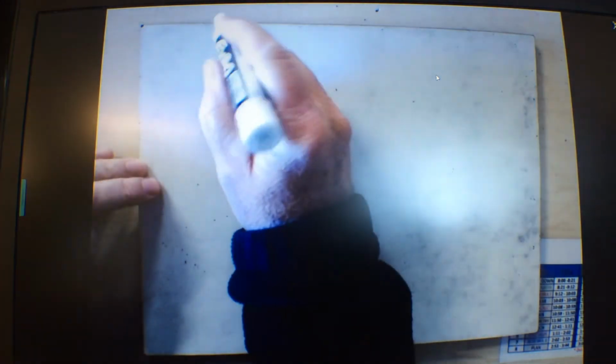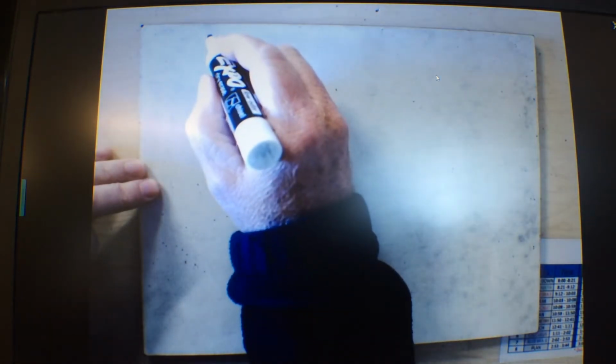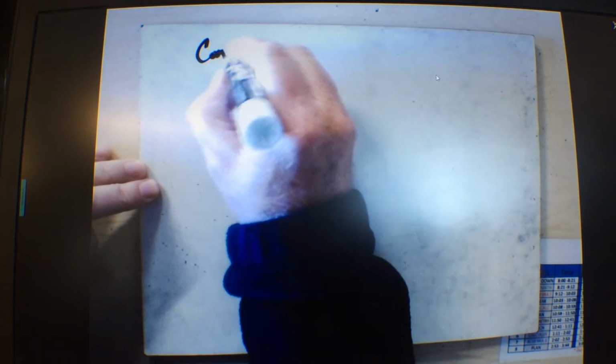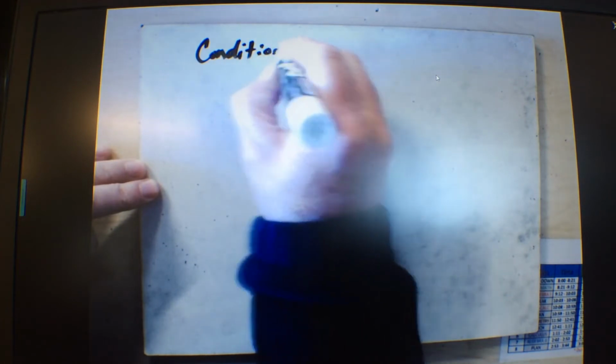Been a few weeks, so. Okay, so the next thing we're going to talk about is actually where most of geometry and these things go. It's called a conditional statement.